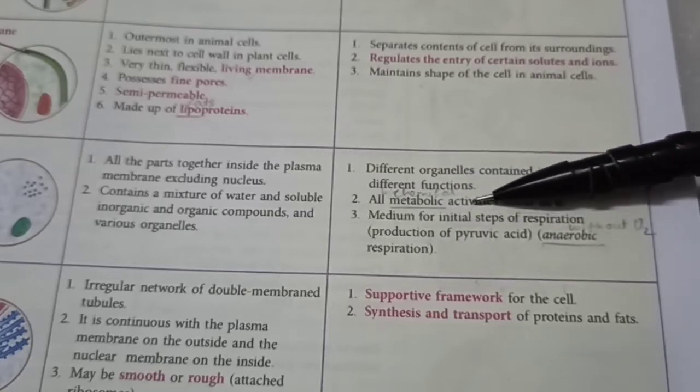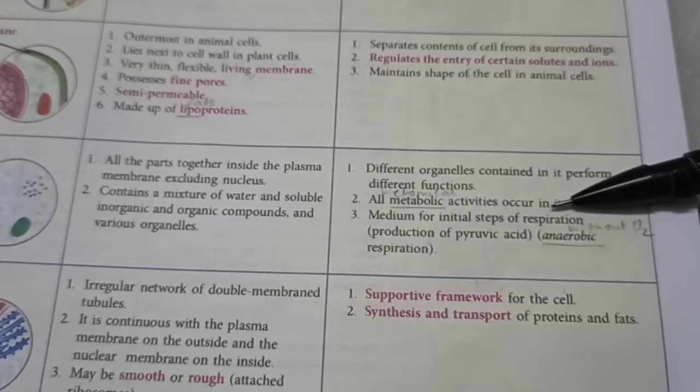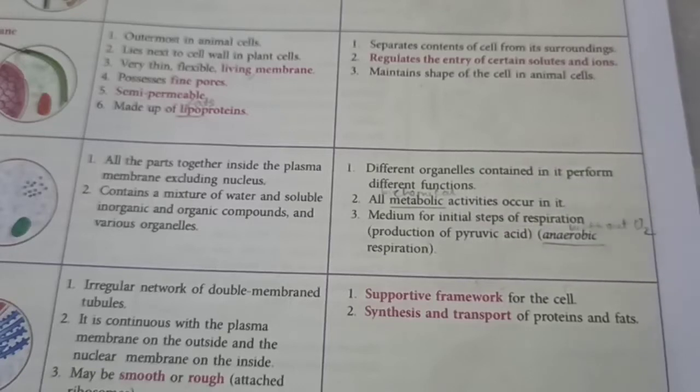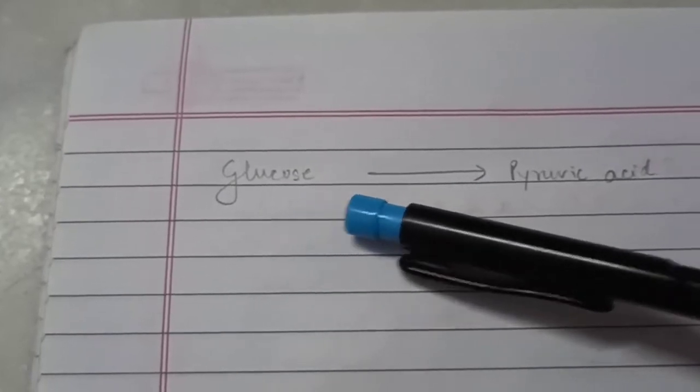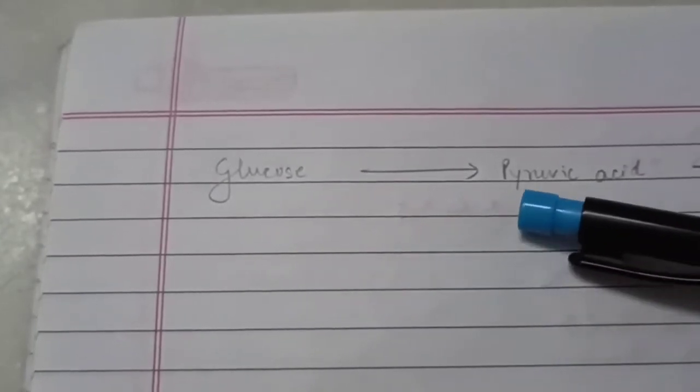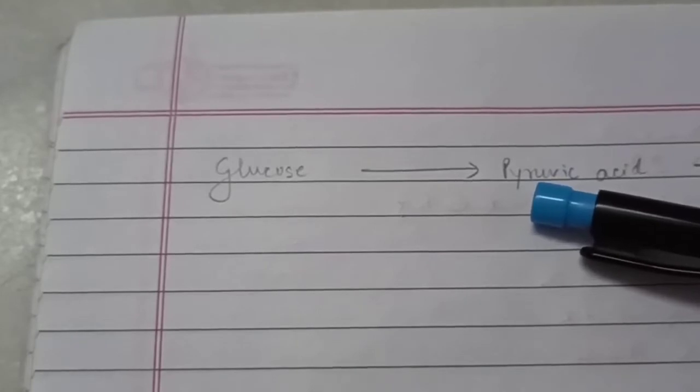It is a medium for the initial steps of respiration, that is the production of pyruvic acid, which is anaerobic respiration. Anaerobic means without oxygen. So respiration has two major steps. First of all, the glucose is broken down into pyruvic acid. This process is called glycolysis. You will study this in detail in another chapter of respiration.